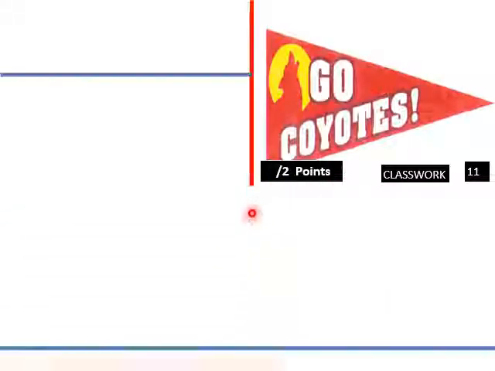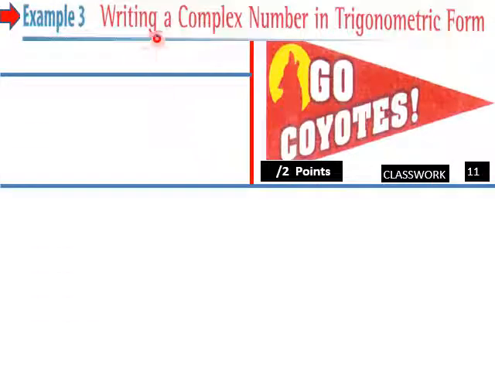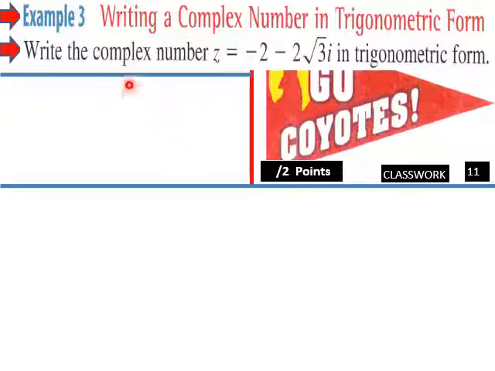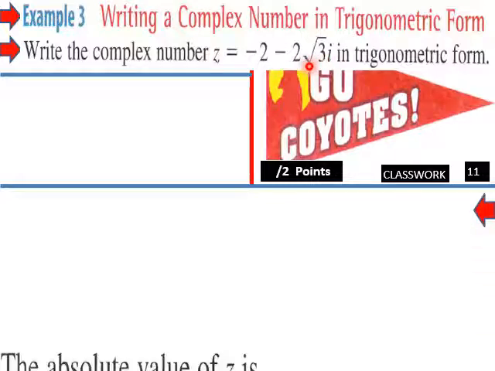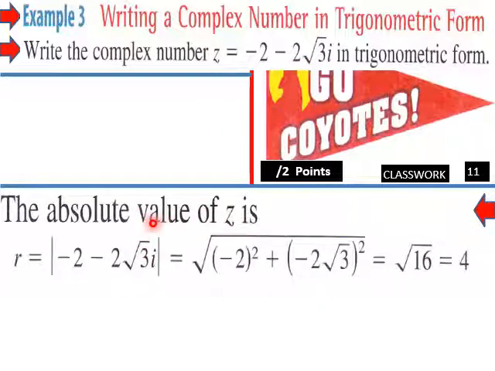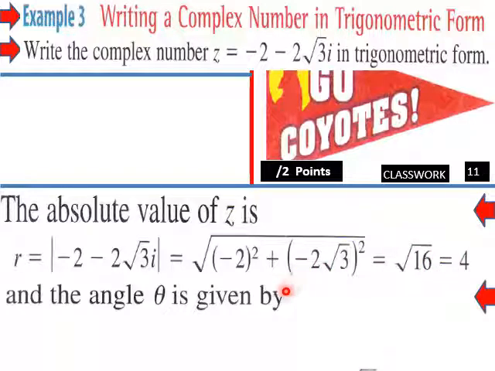Moving along now to our next example, writing a complex number in trigonometric form. Write the complex number z equals negative 2 minus 2 times radical 3i in trigonometric form. The absolute value of z is the absolute value of negative 2 minus 2 times radical 3i. We have our a and our b here, so it is the radical of negative 2 squared plus negative 2 times square root of 3 squared. This comes out to radical 16, which equals 4.